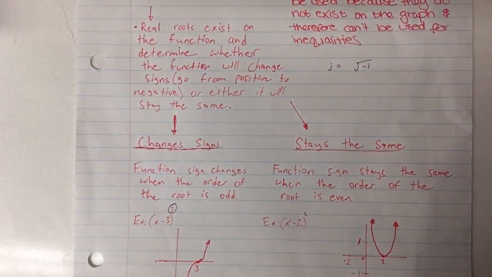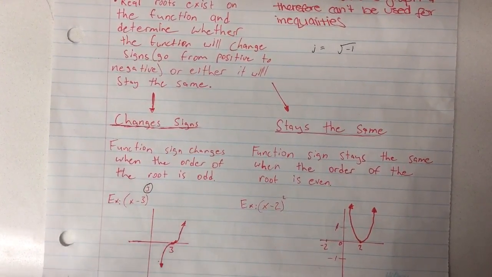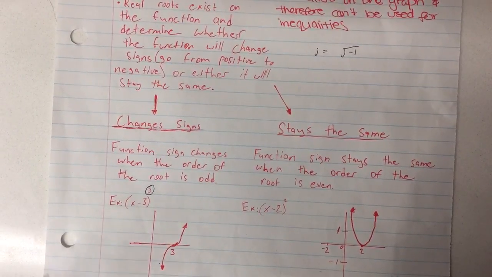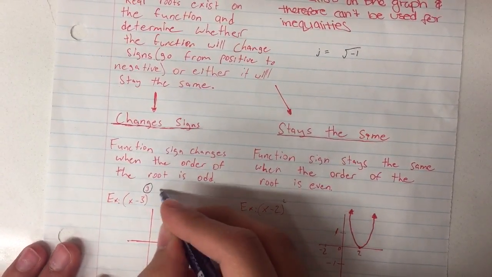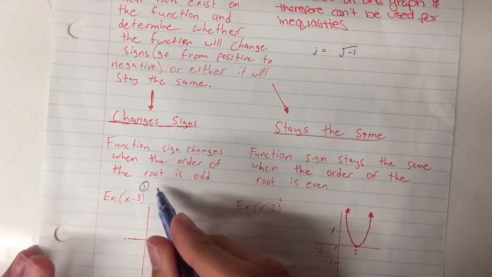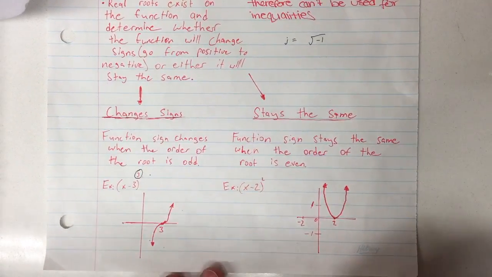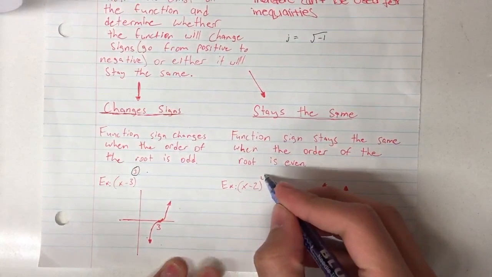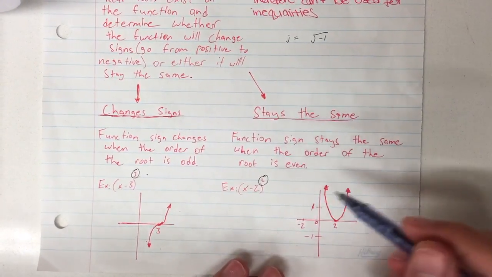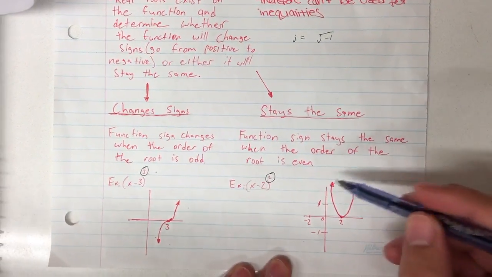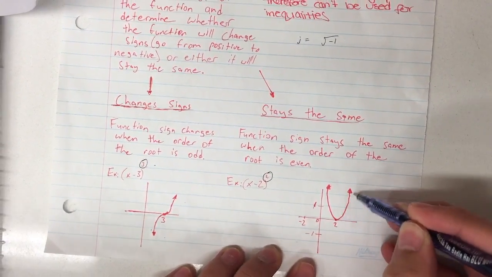Okay, so once we have our real roots, we look at whether the sign will change or stay the same. The function sign changes when the order of the root is odd. For that, we look at the order or the exponent on the root, which in this case is 3, which is an odd number. So we know that the sign will change. The function sign stays the same when the order of the root is even. For that, we look at the exponent again. If the exponent is even, then we know that the function will stay on the same side, or the sign will stay the same. So we look at the graph over here. The function will touch the x-axis and then go back onto the same side, staying positive.